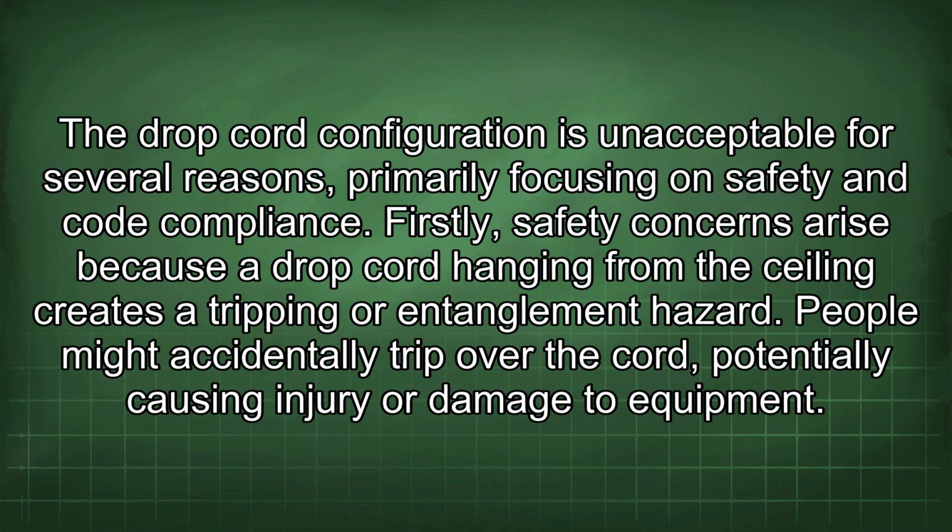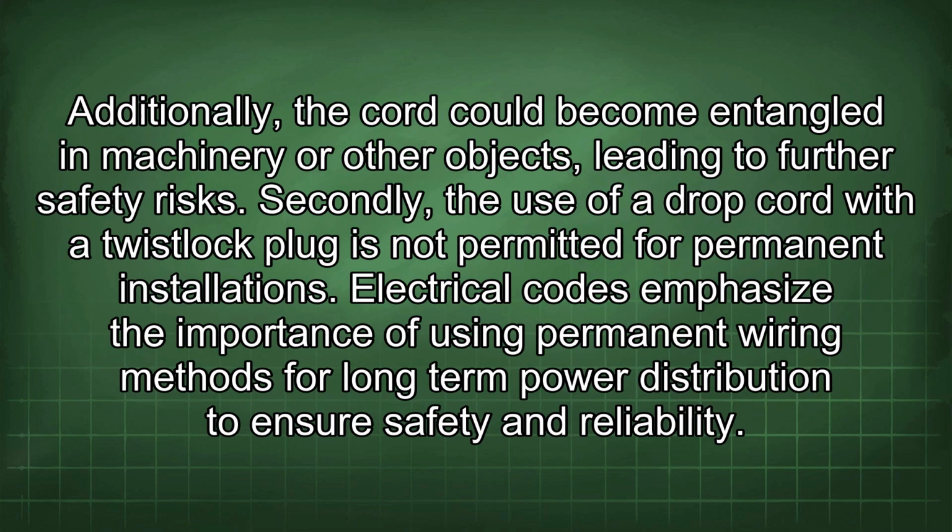The drop cord configuration is unacceptable for several reasons, primarily focusing on safety and code compliance. Firstly, safety concerns arise because a drop cord hanging from the ceiling creates a tripping or entanglement hazard. People might accidentally trip over the cord, potentially causing injury or damage to equipment. Additionally, the cord could become entangled in machinery or other objects, leading to further safety risks.